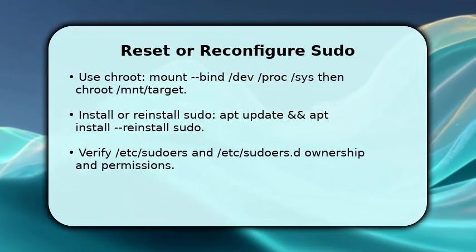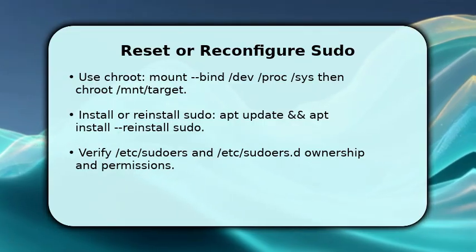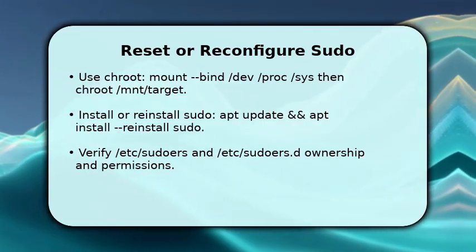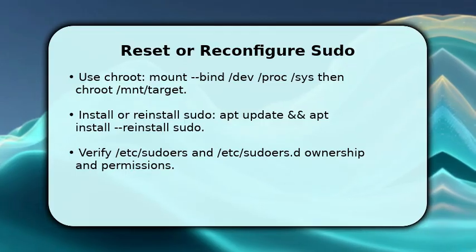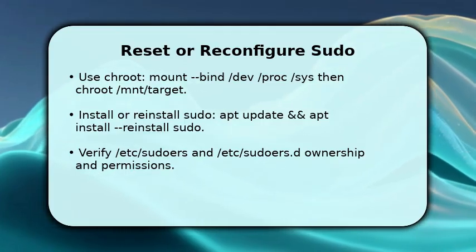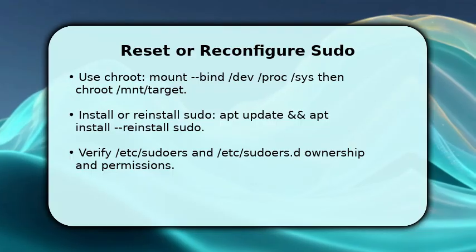Mount --bind /dev, /proc, /sys, and chroot /mnt/target. Once inside, reinstall sudo to restore missing binaries and configs: apt update and apt install --reinstall sudo.